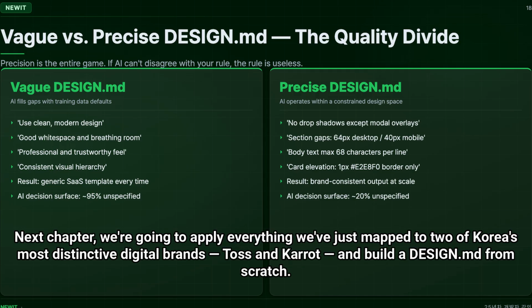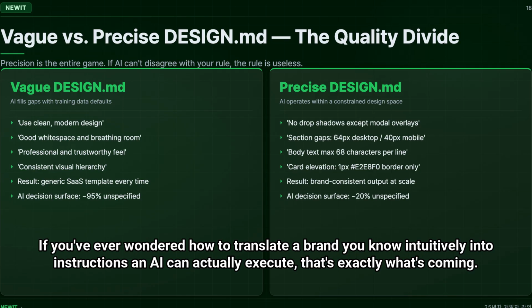Next chapter, we're going to apply everything we've just mapped to one of Korea's most distinctive brands, Toss, and build a DESIGN.md from scratch. If you've ever wondered how to translate a brand you know intuitively into instructions an AI can actually execute, that's exactly what's coming.